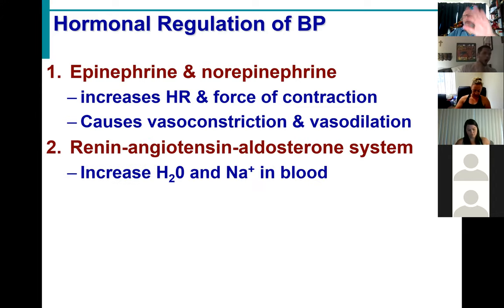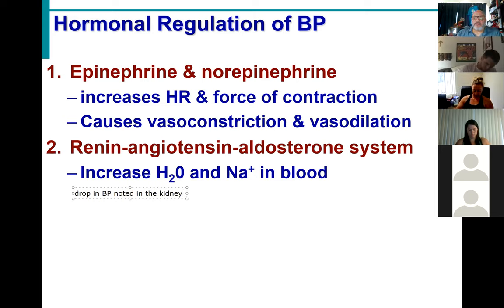All right. So, as I mentioned, this renin-angiotensin-aldosterone pathway is something we will talk about in more detail when we get to the urinary system. But here is the short version of this. When there is a drop in blood pressure, this is noted in the kidney.